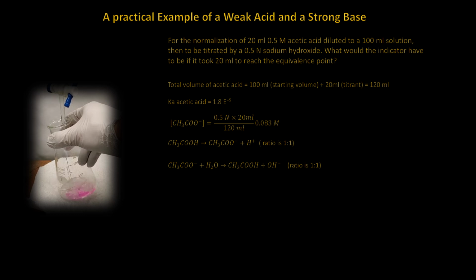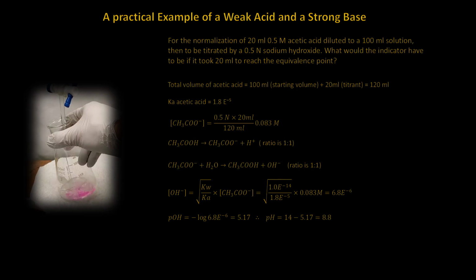Therefore, the hydroxide can be used to calculate the molarity of the solution, where the molar amount is equal to the Kw divided by the Ka value of the acetic acid multiplied by the molar amount of the acetate. This equates to 6.8 times 10 to the minus 6 molar. The pOH is then equal to the minus log of 6.8 times 10 to the minus 6, which is 5.17.